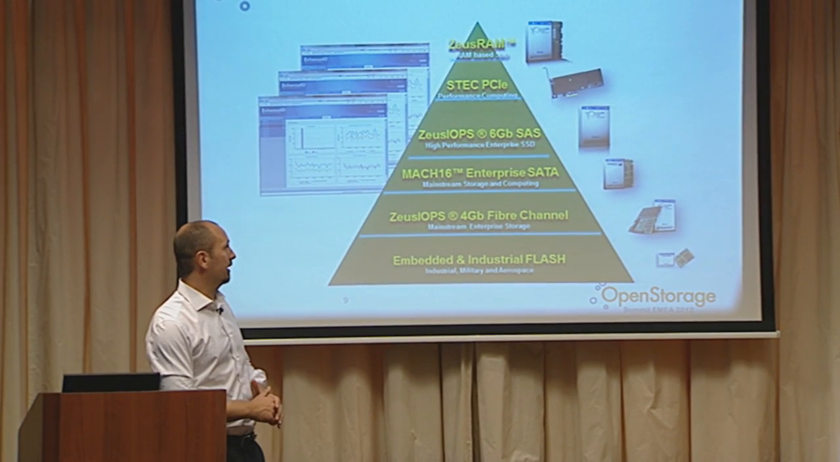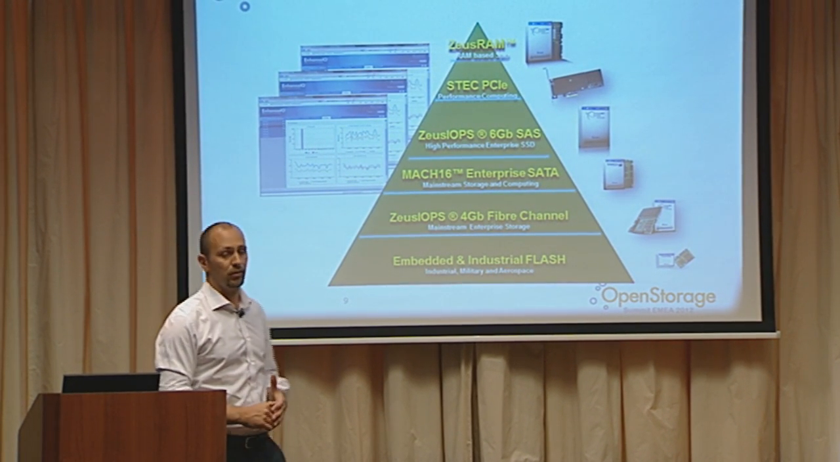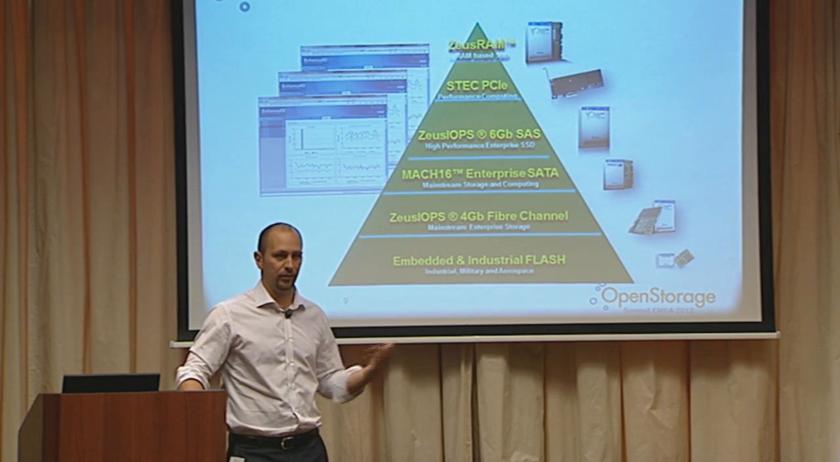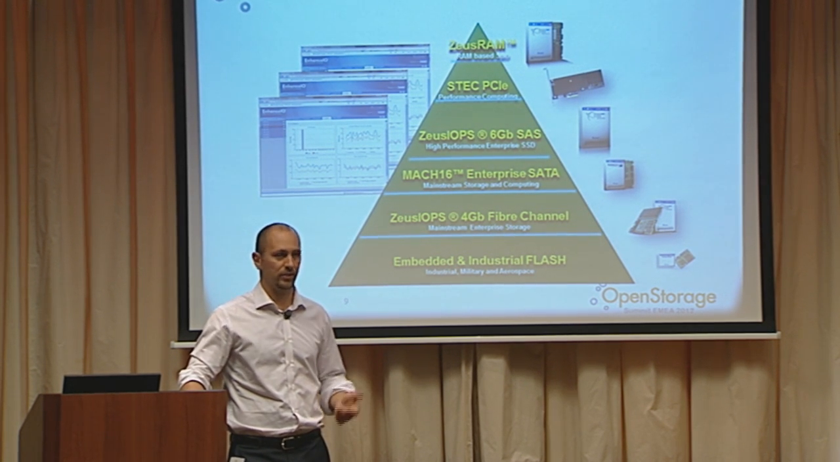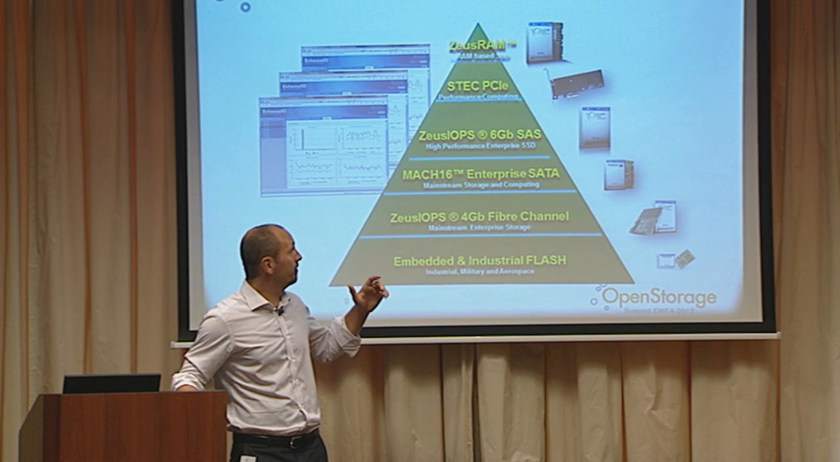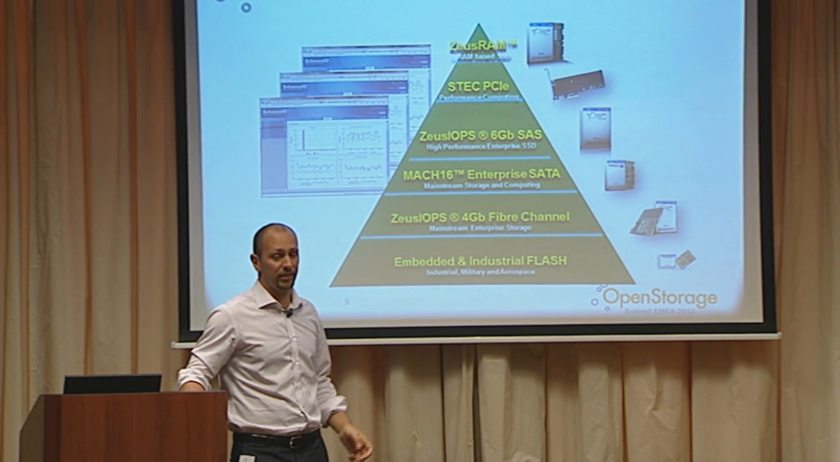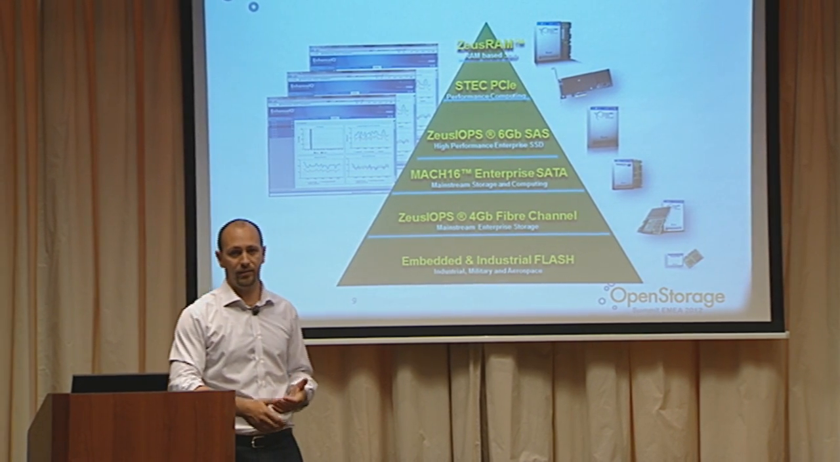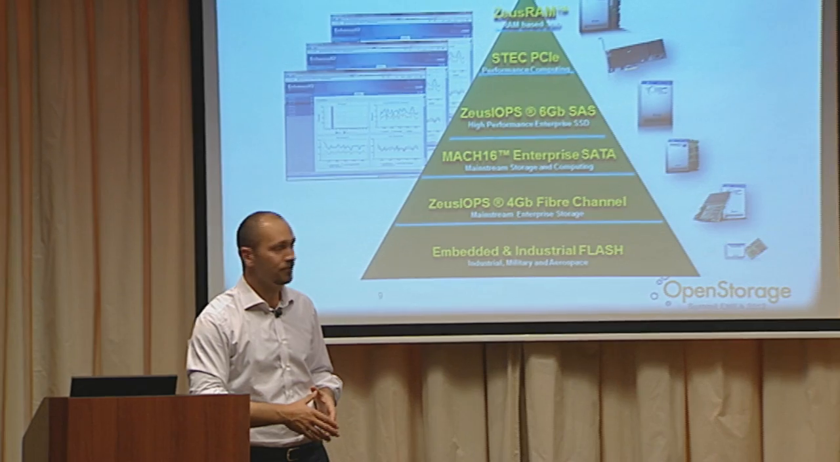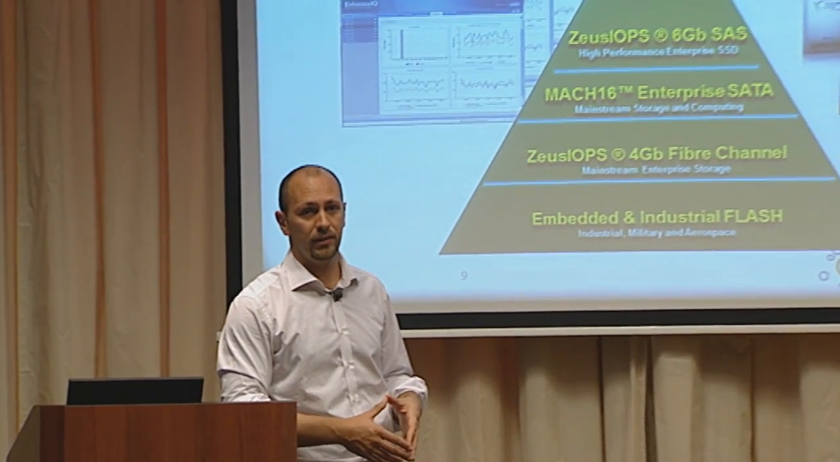In terms of SATA, the product that we promote is called Max 16. It's based, again, on our ASIC, with a very similar architecture to the Zeus. The difference between the Zeus and the Max 16 is the interface, one is SAS, the other one is SATA, and the performance. With the Zeus, we can get 3 to 4 times more IOPS out of the product.